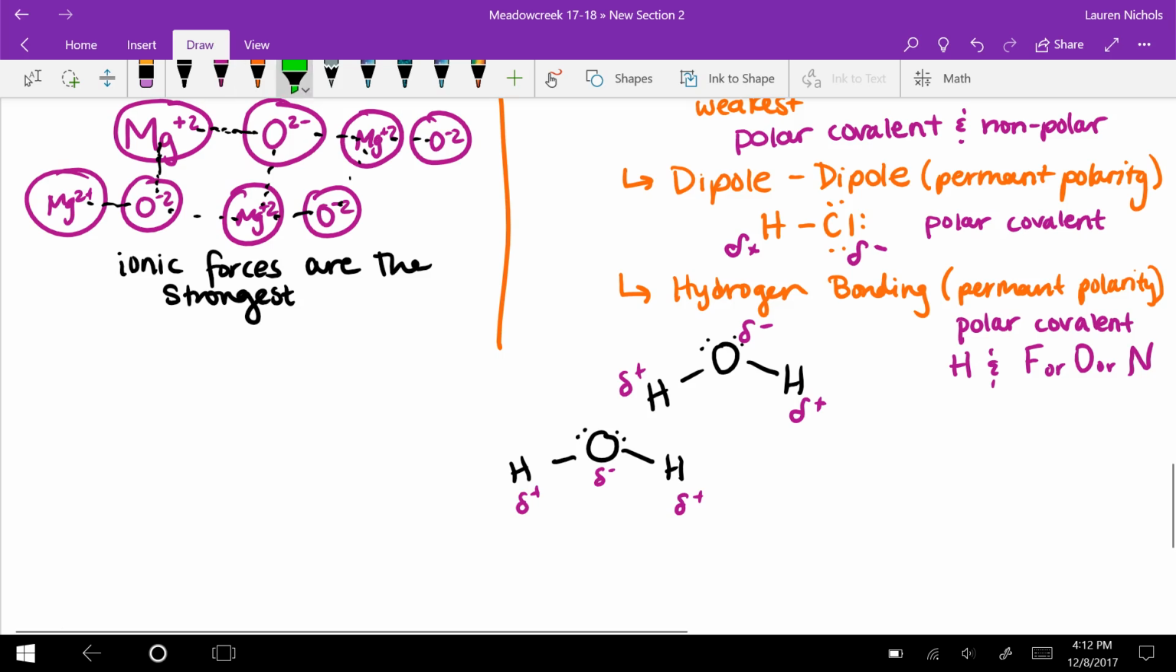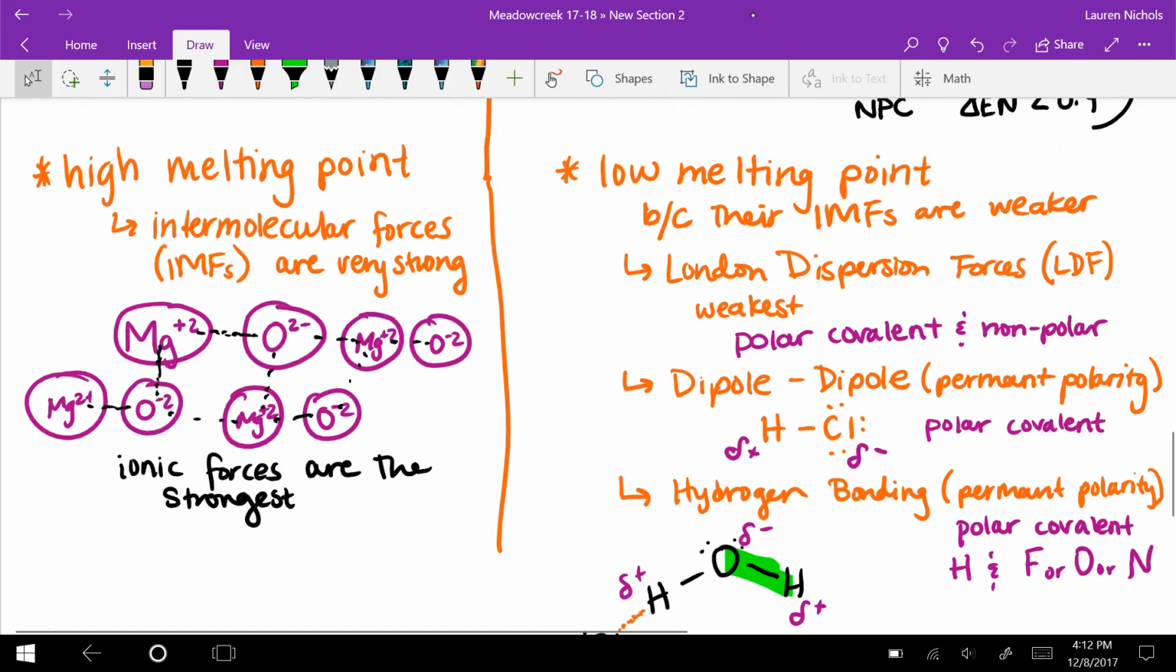Even though we have this polar covalent bond between the oxygen and hydrogen within it as an intramolecular force, we're also going to have this intermolecular force where the hydrogen that's partially positive is going to be attracted to the oxygen in a neighboring molecule that's partially negative. And so that will create a force weaker than the polar covalent bond found in the actual molecule, but still an extremely strong bond.